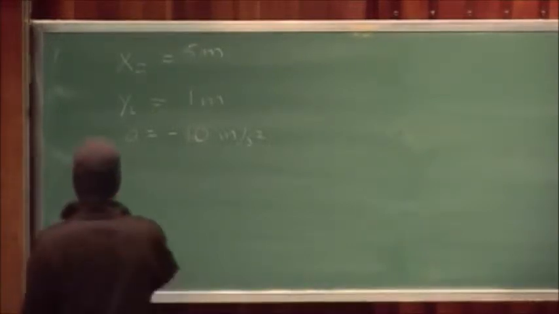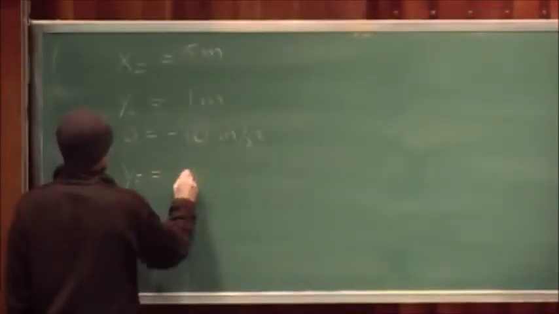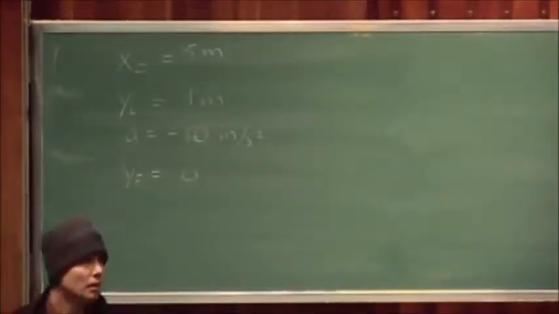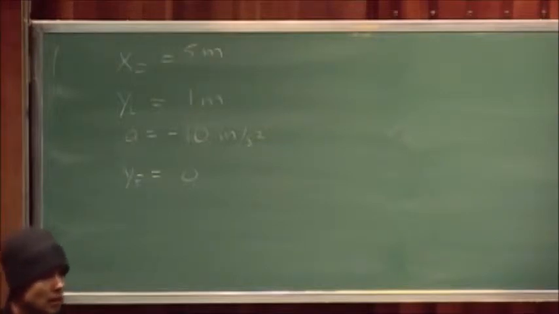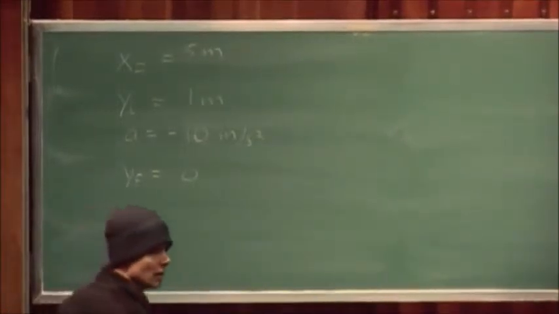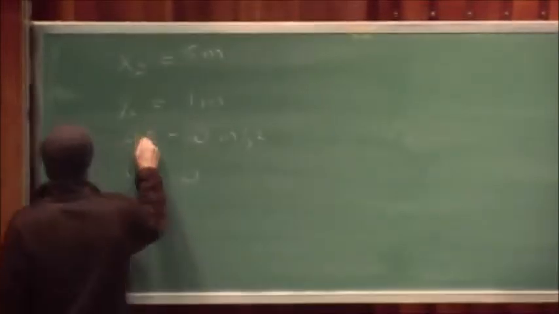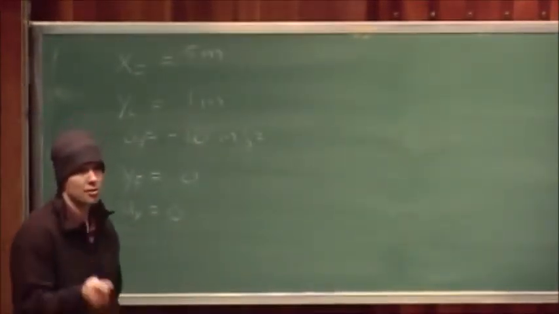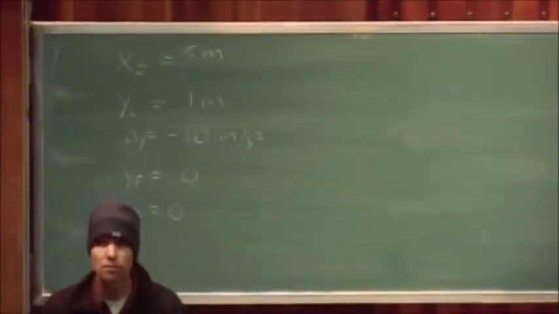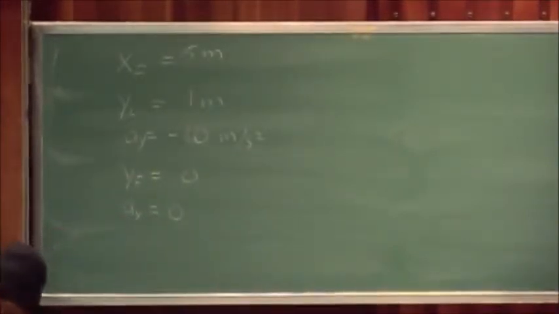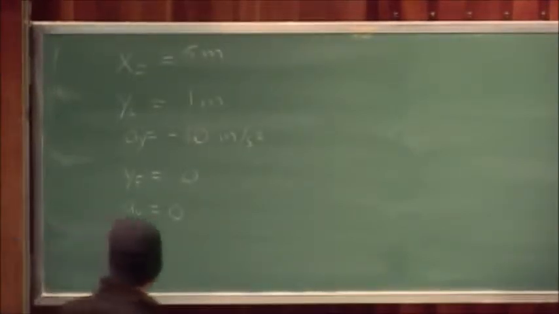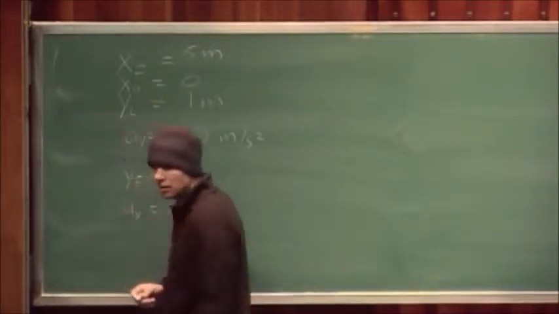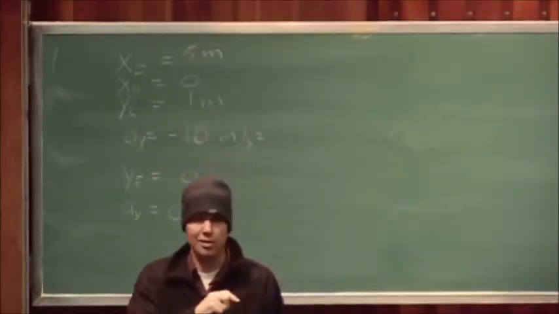Okay, Y final is 0. What else do we know? Okay, so A of Y is minus 10 and A of X is equal to 0. We know some other things to go on too. Good, thank you. Okay, so the initial X0, we said that's 0. Okay, good. What else do we know?